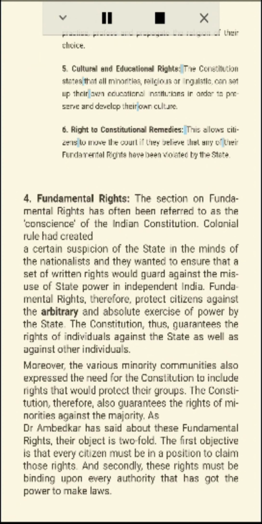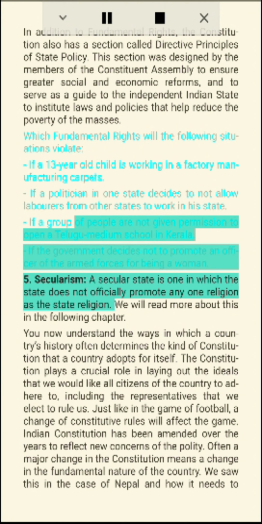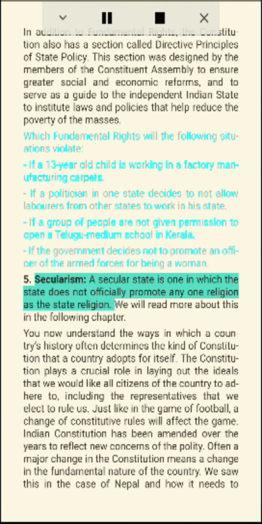Which fundamental rights will the following situations violate? If a 13-year-old child is working in a factory manufacturing carpets, if a politician in one state decides to not allow laborers from other states to work in his state, if a group of people are not given permission to open a Telugu medium school in Kerala, if the government decides not to promote an officer of the armed forces for being a woman.